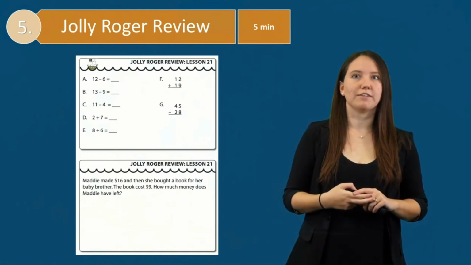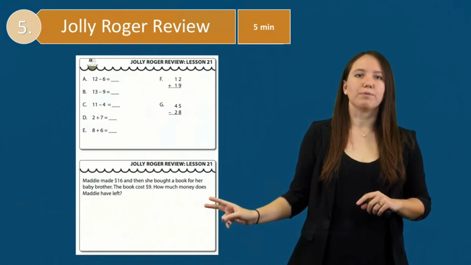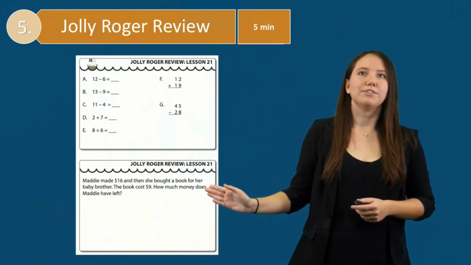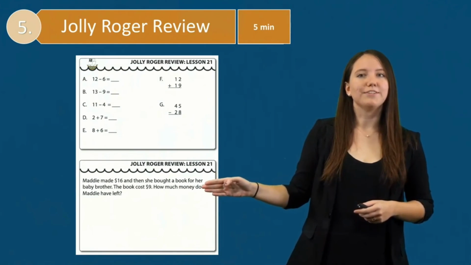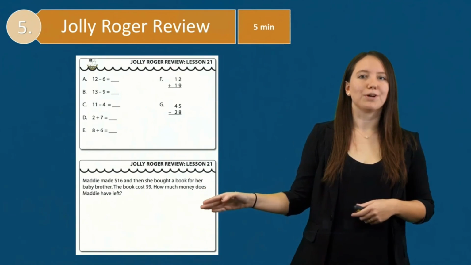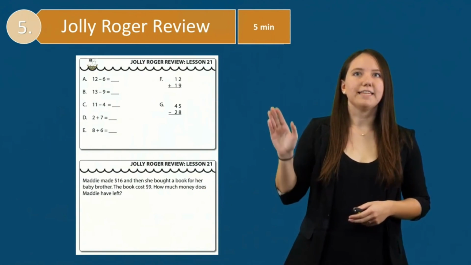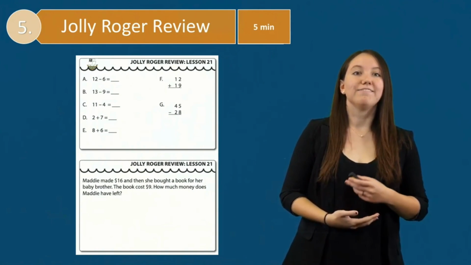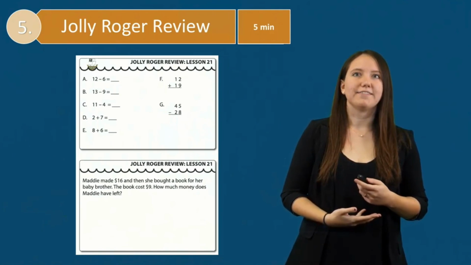The second part of the Jolly Roger Review is the 2-minute timing for the word problem, as we see in the bottom here. Students take 2 minutes to use the skills they've learned during the Buccaneer Problems and Equation Quest to independently solve the word problem. Once students have completed both sections, the teacher provides feedback on both sections at the end of the activity.